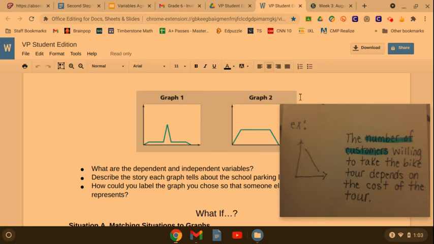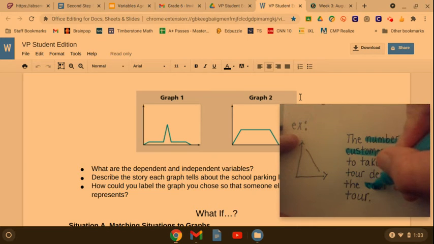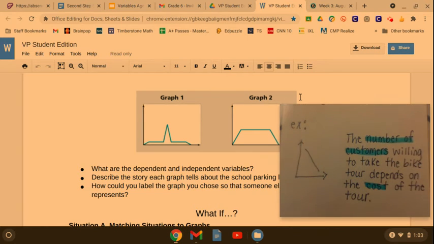So the cost was a big factor in that. Cost is our other variable. Usually price and time are the two big variables that are our independent variables. So the number of people willing to take the tour depended on the cost. So this word depends helps tell us where our dependent and independent variables go.